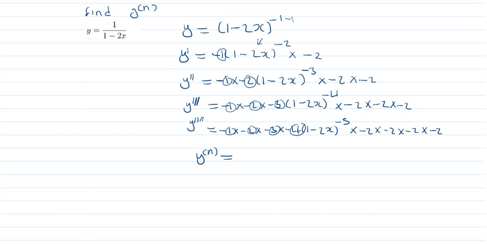How are they changing? It's more like the first derivative is 1. The second derivative you multiply by 2. The third derivative you multiply by 3. Fourth derivative multiply by 4. And this pattern is associated with the n factorial.